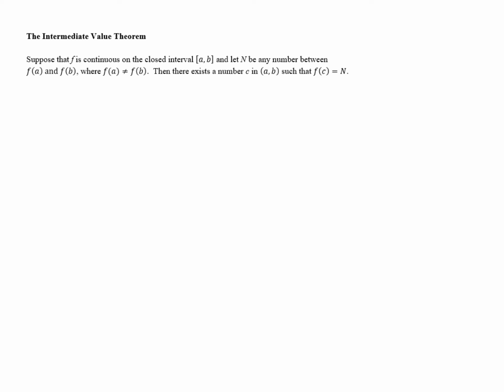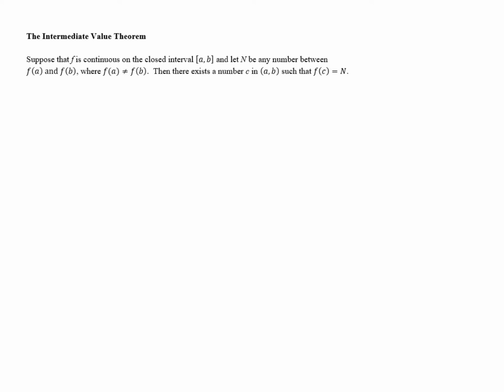Today, we're going to look at an important property of continuous functions called the intermediate value theorem, and I think we should just jump in. Suppose that f is continuous on the closed interval from a to b. It could be continuous in other places as well, but we just need it to be continuous on a closed interval. And let capital N be any number in between the function values f of a and f of b, where f of a is not equal to f of b. So we just need the function values to be different on the endpoints of this interval.